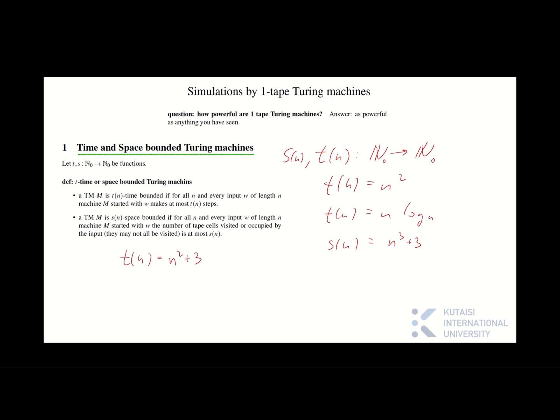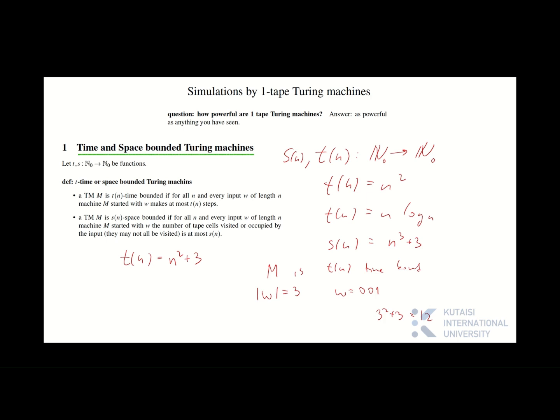This means that the machine is Tn time bounded if I start this machine on an input of length 3, let's say w is 0, 0, 1. This is my input, so it has length 3. If I start my machine on this input, it doesn't make more than 3 squared plus 3 steps, which is 12. So it doesn't make more than 12 steps, right? But this must work for any n.